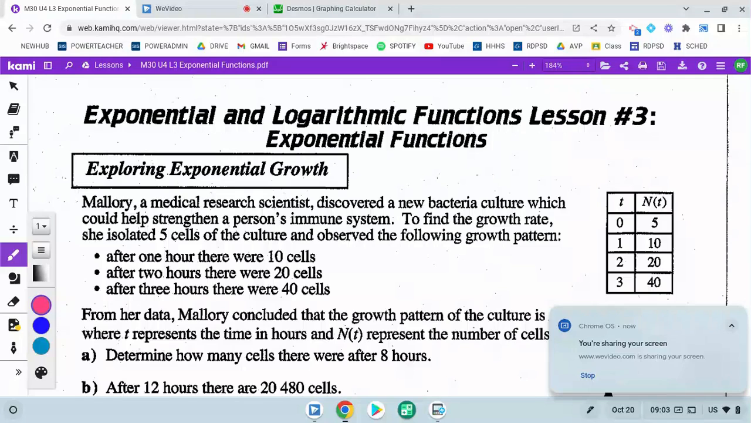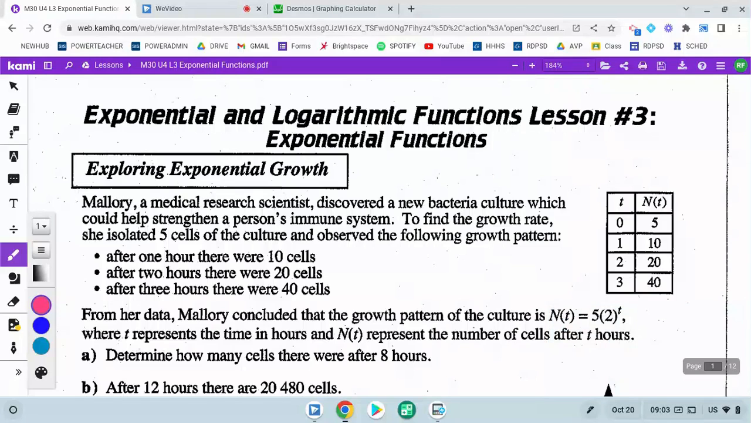Right, so today we get to actually start talking about what exponential functions are. So we dealt with exponents in the last couple days, but we didn't actually see them as functions or on a graph.